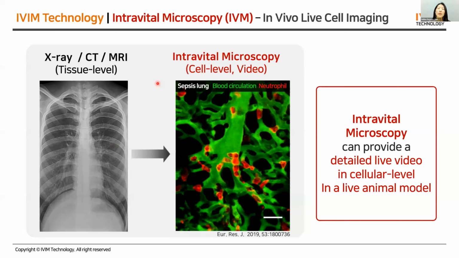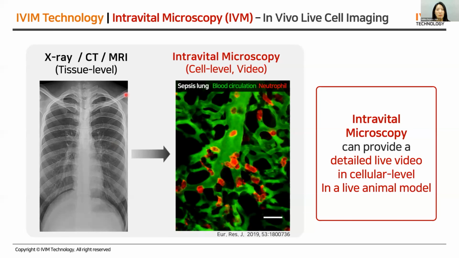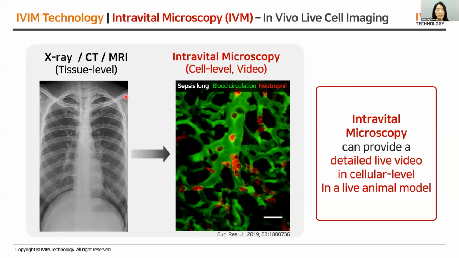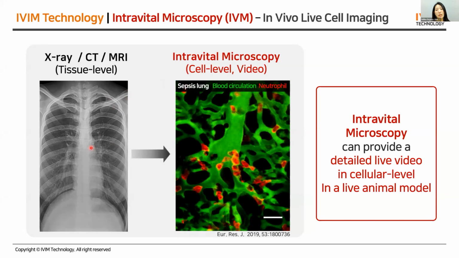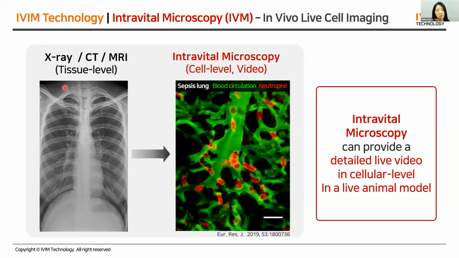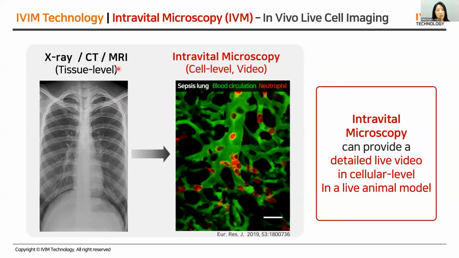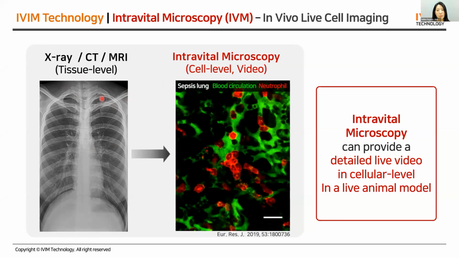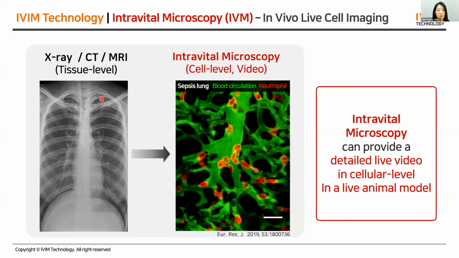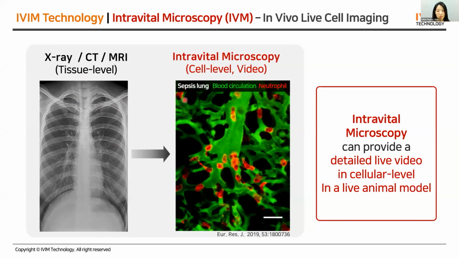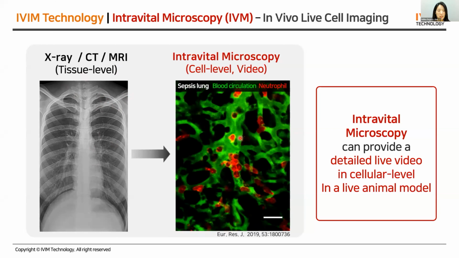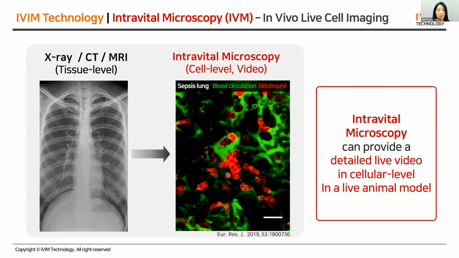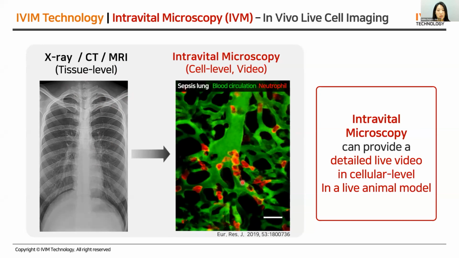Firstly, I'd like to introduce IVIM's intravital microscopy to observe live tissue and cells in live animals. Compared to conventional macroscale imaging technology such as X-ray, CT, and MRI, which only provide tissue-level and static in vivo information, intravital microscopy can directly observe dynamic cell movements inside the internal organ of the live animal model for human disease.